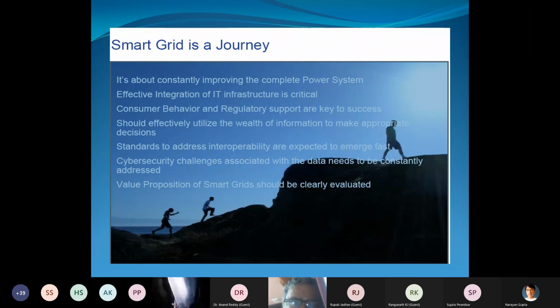Standards to address interoperability are expected to emerge fast. Cyber security, I told you, 3 securities: energy security, cyber security, food security. These three securities are very important. Cyber security challenges associated with the data need to be constantly addressed. Value proposition of smart grids should be clearly evaluated.